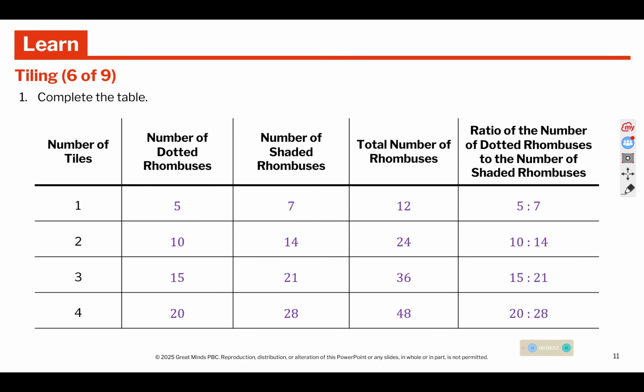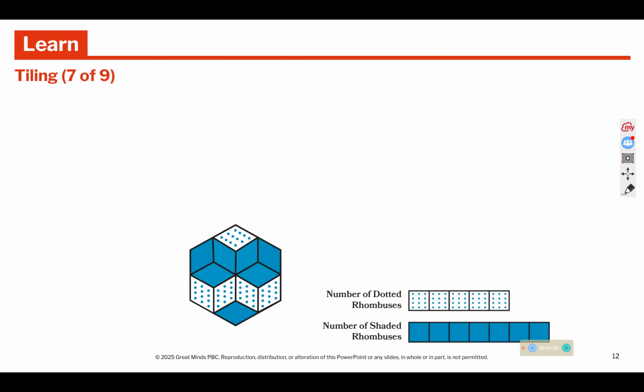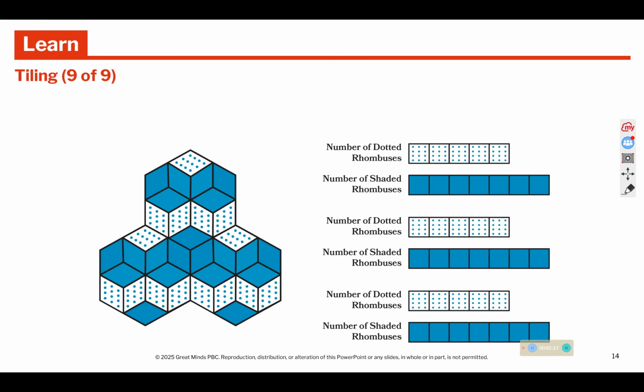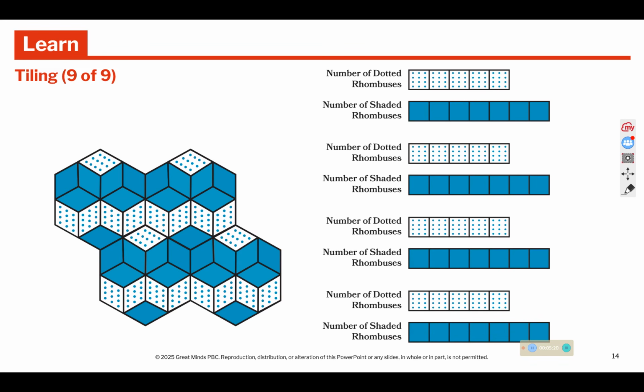and the final completed table. You can see that they've created a tape diagram to represent the dotted to the shaded, which has 5 boxes compared to 7 boxes. When we have 2 sets of tiles, we add another one of those ratios, 3 tiles and 4 tiles.